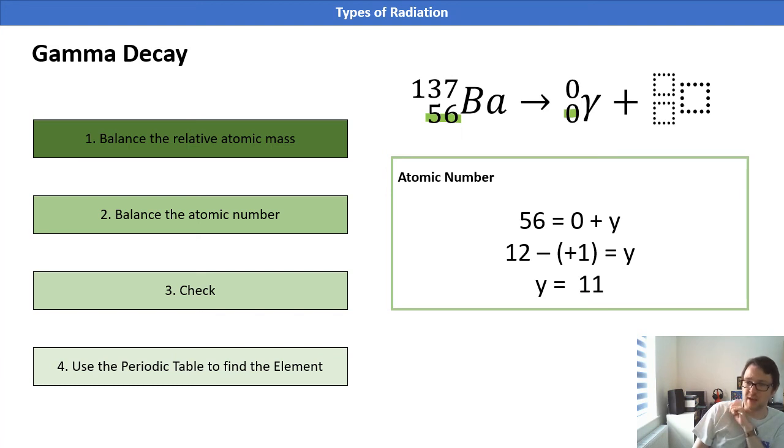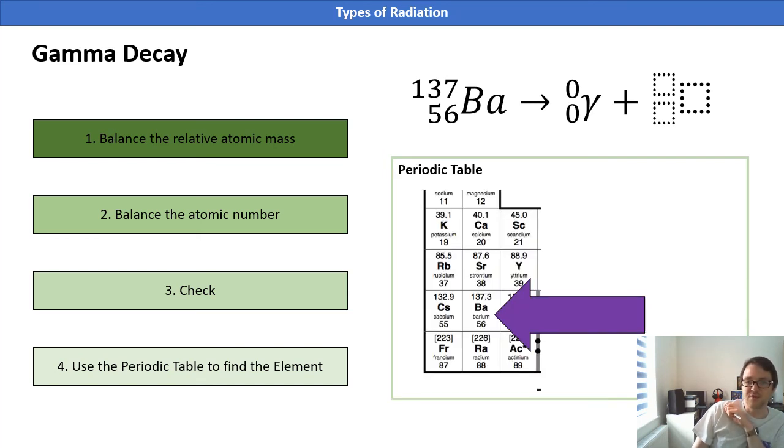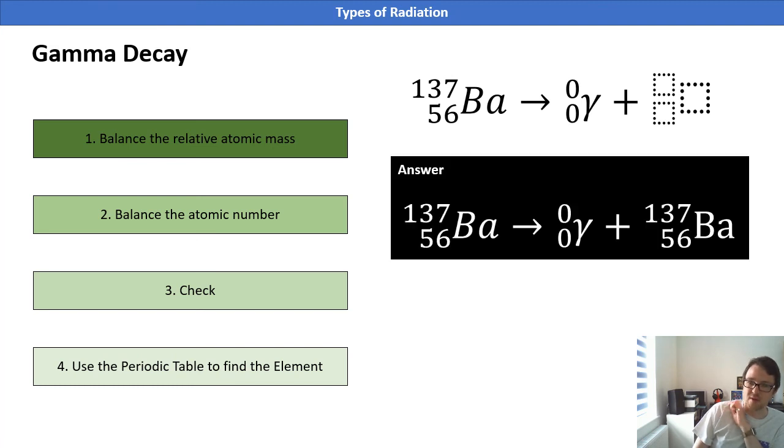Let's check our results again. 23 is equal to 0 plus 23. Nope, that's totally wrong. 137 is equal to 0 plus 137, and 56 is equal to 0 plus 56. Correct. Ignore the box, that's totally wrong. Must have copied and pasted. So we'll go to our periodic table just to check that we haven't changed the element. We're looking for that 56 as our atomic number. Yes, it's there. So we're going to write 137, 56, barium. And here is our answer, barium-137, 56.